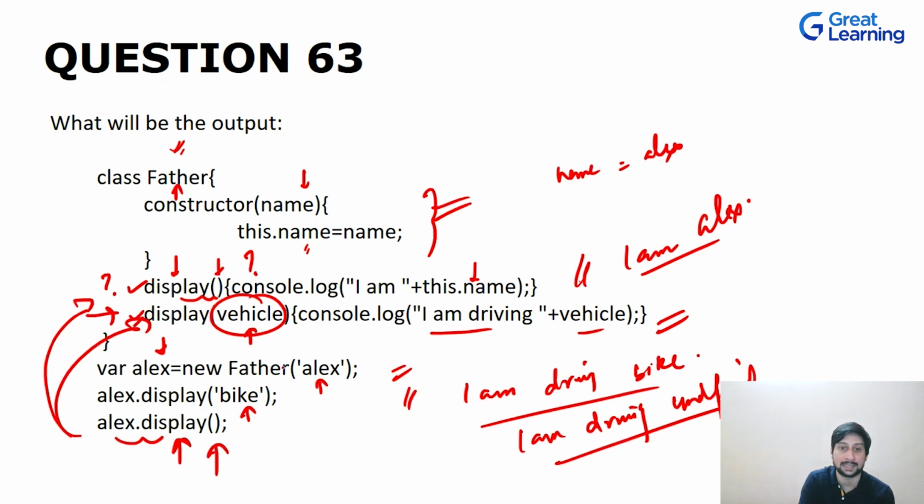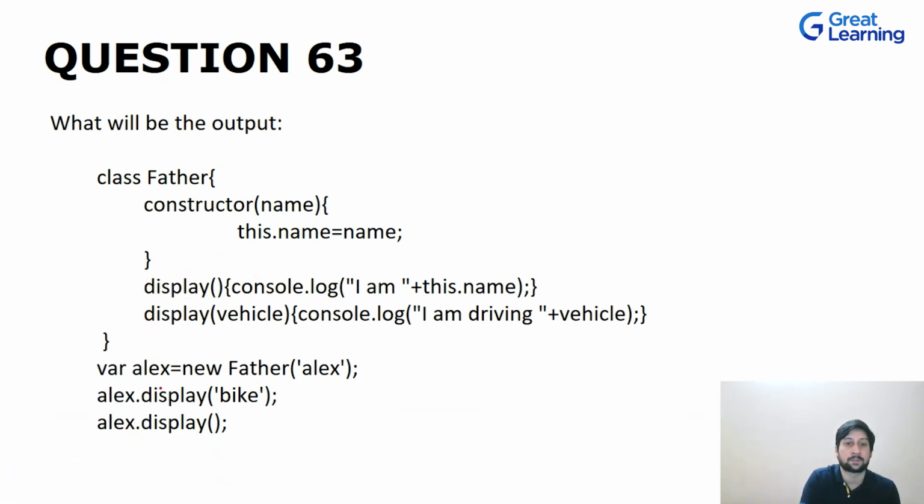And we will be getting as an output, "I am driving bike, I am driving undefined." This is the overloading that JavaScript does. It does not follow traditional overloading. It follows that whatever is the last implementation will be considered, and this will be called always.